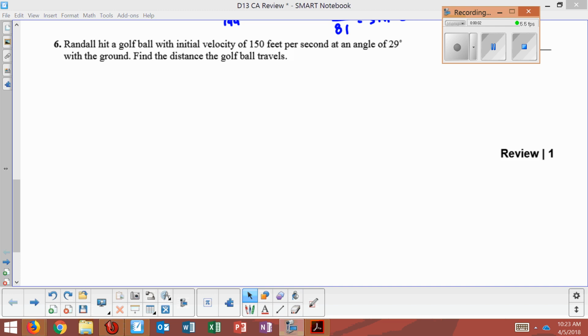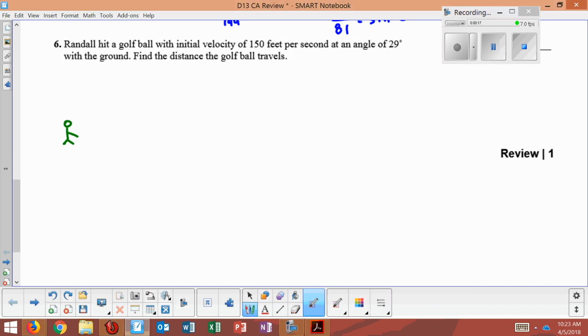Number 6, Randall hit a golf ball with initial velocity of 150 feet per second at an angle of 29 degrees with the ground. Find the distance the golf ball travels. So here's Randall out here, and he's golfing, and he happens to hit this ball, and it comes off, and it's going to travel some long distance before it comes down and hits the ground.